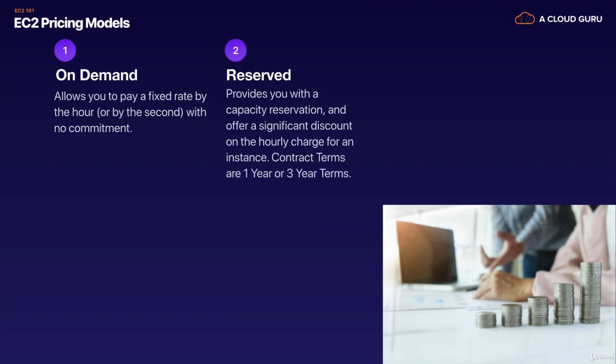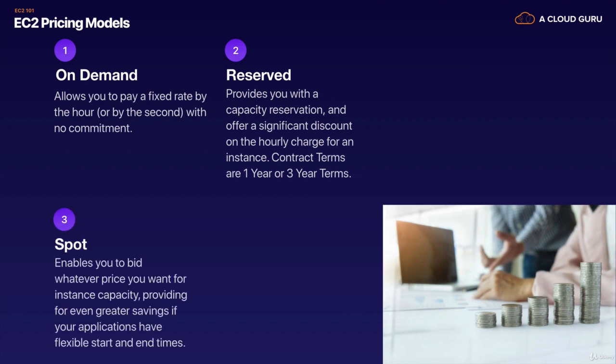We then have reserved, which basically provides you with a capacity reservation, and it offers a significant discount on the hourly charge for an instance. The contract terms are 1 year or 3 years. So this is where you're going to contract with AWS to either a 1 year or 3 year term. And the more you pay up front, the more you're going to save.